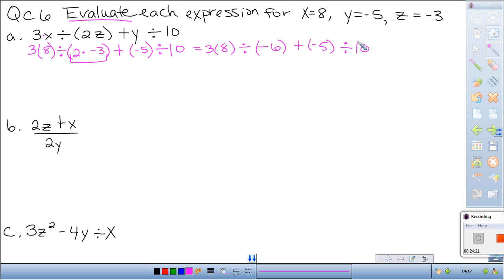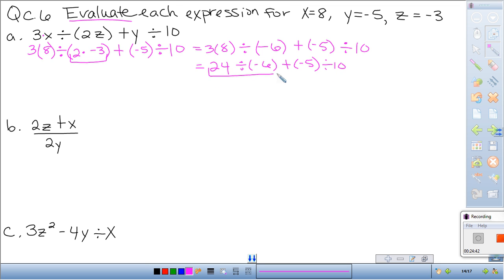We don't have any more grouping symbols. All these parentheses that are left are just multiplication signs, or just really separating the numbers from other symbols. So now we just multiply, divide left to right. 3 times 8 is 24, divided by negative 6 plus negative 5 divided by 10. And then divide left to right.